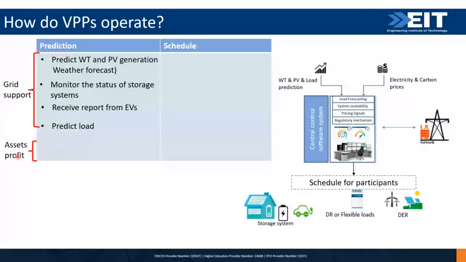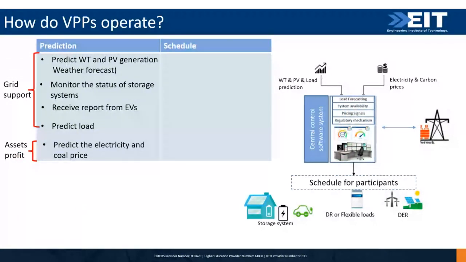Now, in the case of asset profit, to make sure that the participants or the assets can get the maximum money or profit from trading the energy with the wholesale market at a good price, the VPP operator needs to predict the electricity and also the carbon price. So the operator sees how much the price of electricity is in the wholesale market every day for each hour.